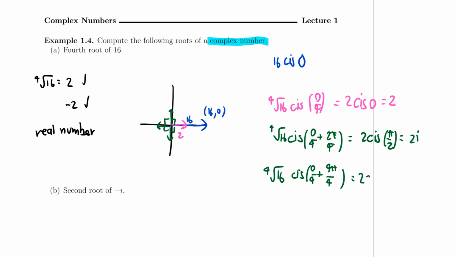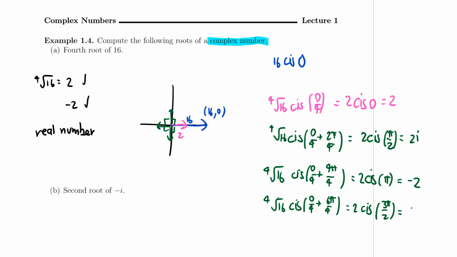If I keep going, I'm going to get the fourth root of 16 cis of 0 over 4 plus twice 2 pi over 4, which is 4 pi over 4. This is going to be 2 cis of pi. So that is going to be another green horizontal vector here. This is just negative 2, and this is again one of the real roots that we found earlier. And the last one is going to be the fourth root of 16 cis of 0 over 4 plus 6 pi over 4. And that is just 2 cis of 3 pi over 2.